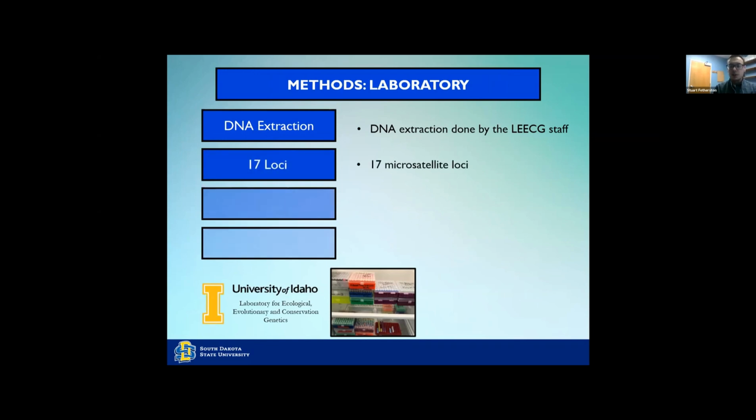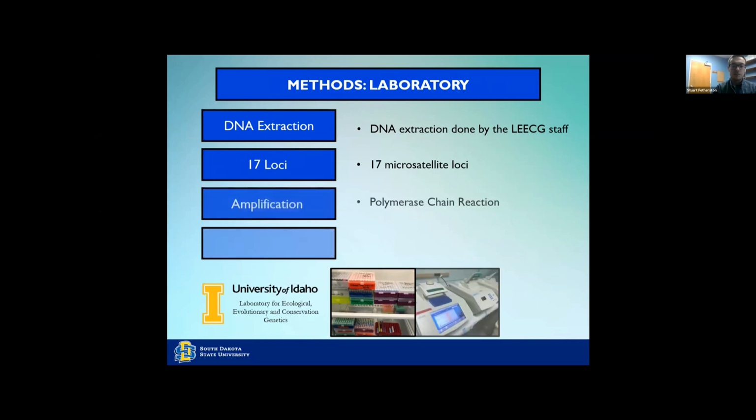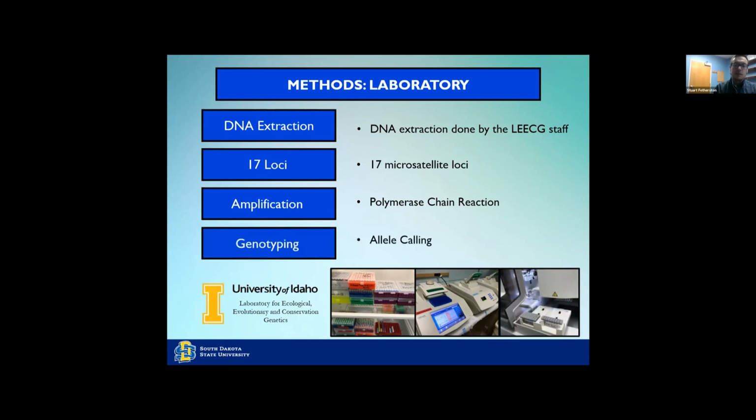Once I was there working on the project, I selected 17 microsatellite loci that would be suitable for the analysis of this project. And then each sample was amplified at each of those 17 microsatellite loci using polymerase chain reaction, or PCR. And then finally, I called alleles for each sample using the program GeneMapper and created genotypes for each sample.